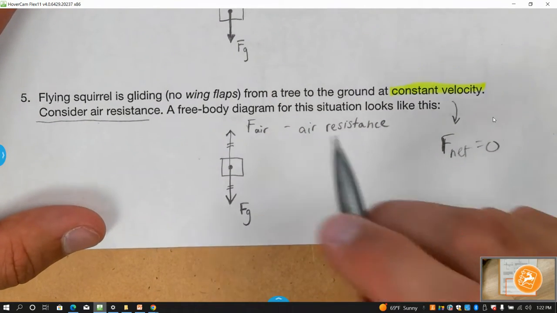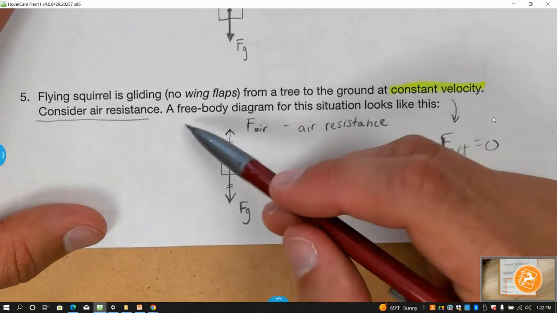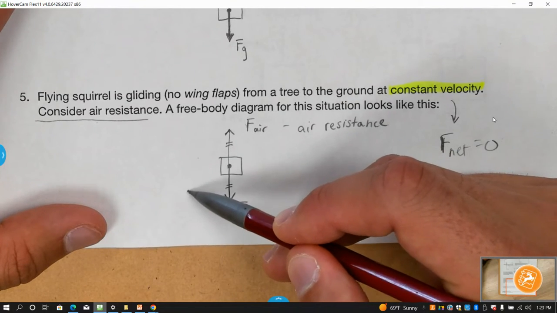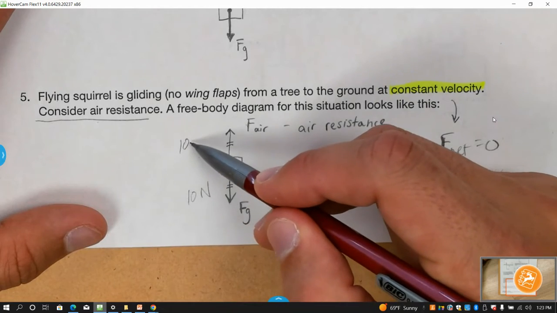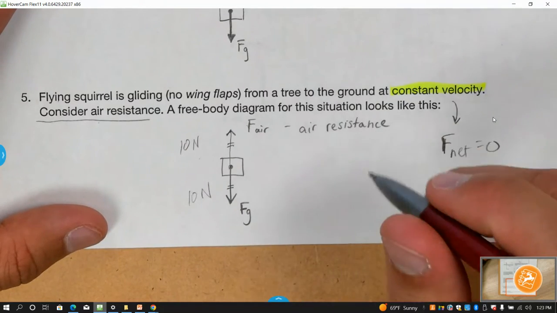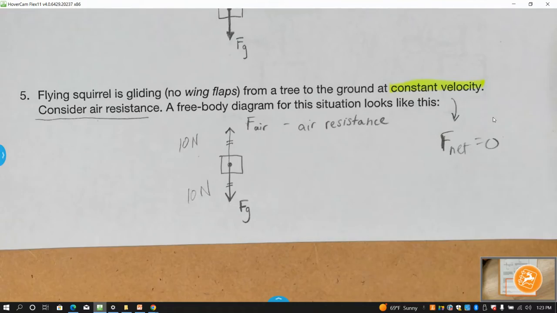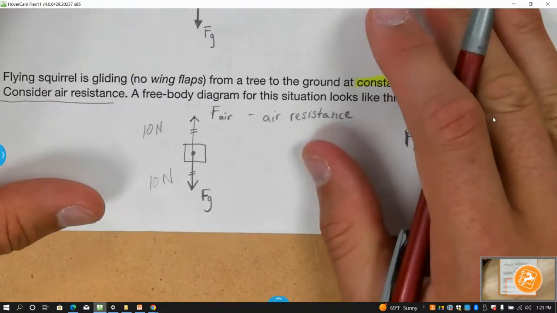All right, cool. So that's basically telling me that if this was 10 newtons and it's falling at a constant velocity, well, the air resistance that it's incurring also has to be 10 newtons. That's essentially what's going on there.